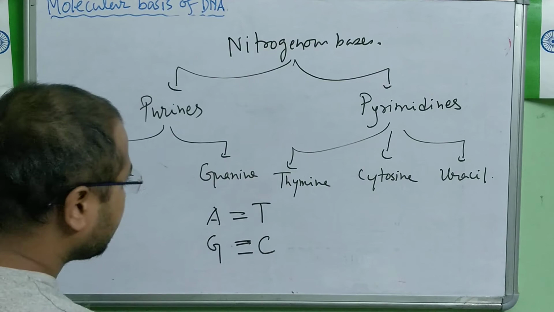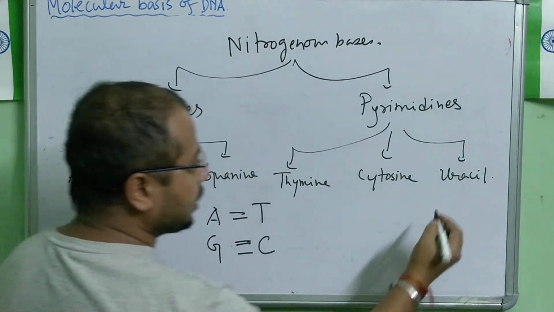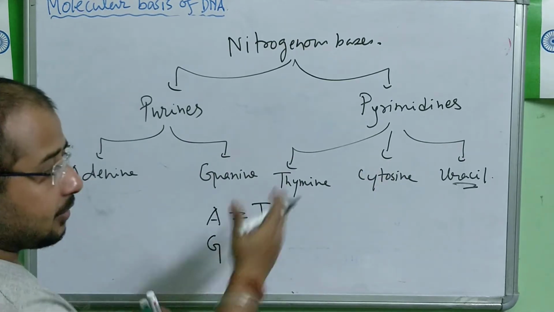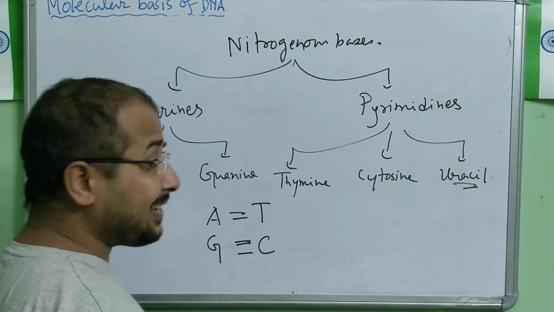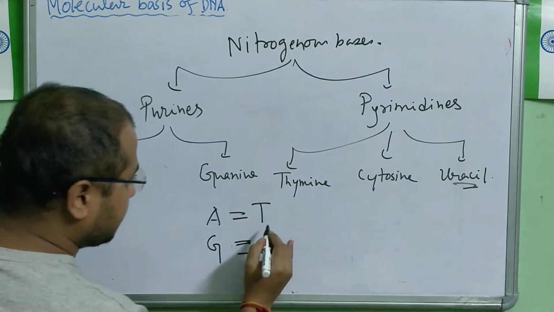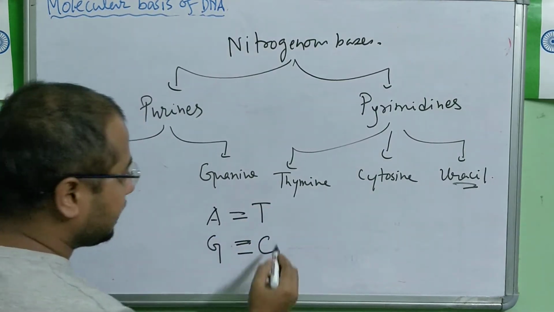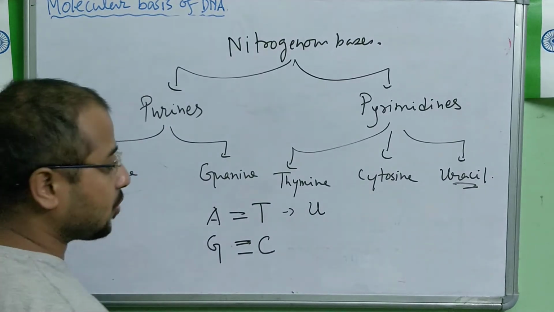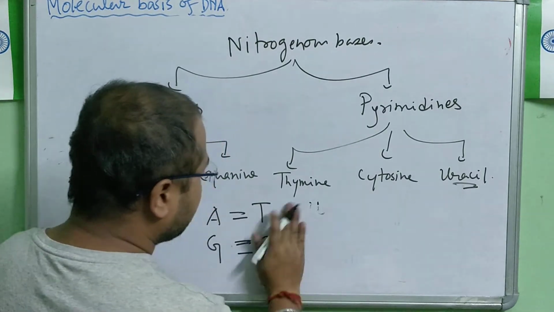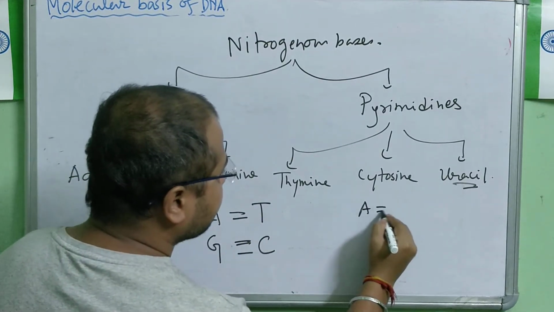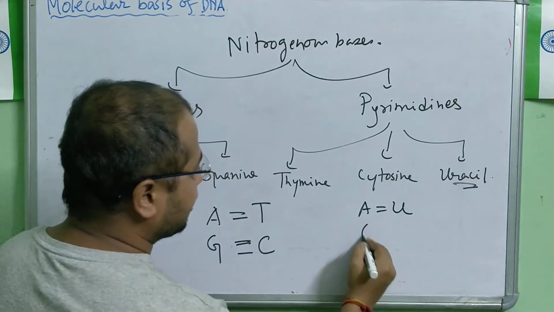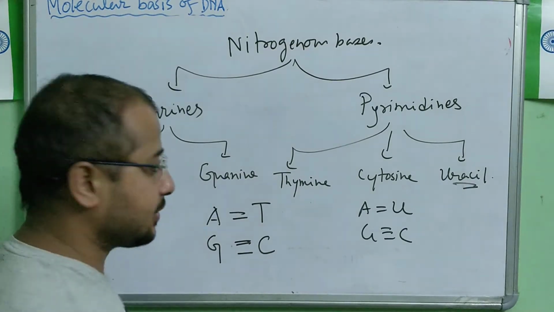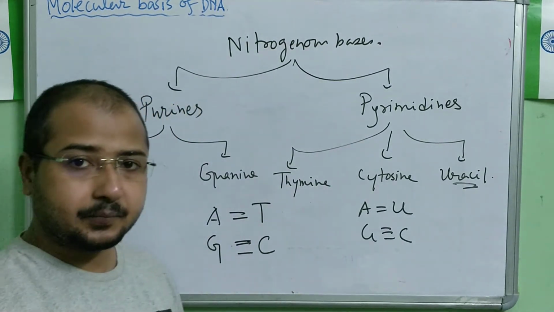Clear? In RNA, the uracil is now left, right? If you look at this, four bases are already here, but one, uracil, is left. In RNA, the thymine is replaced by uracil. So in RNA, adenine binds with uracil, and guanine binds with cytosine. This is the only difference. This is RNA, this is DNA, base pairing.